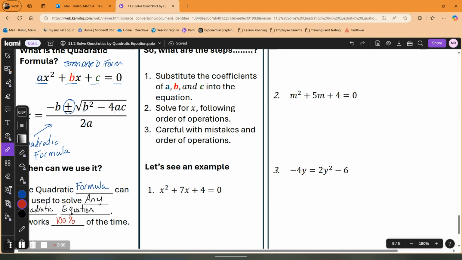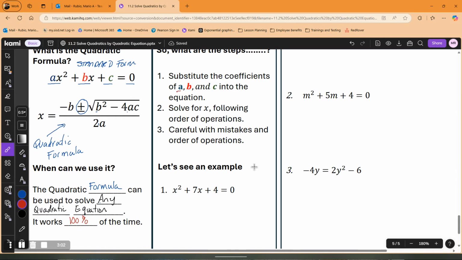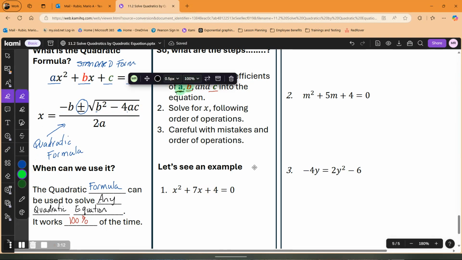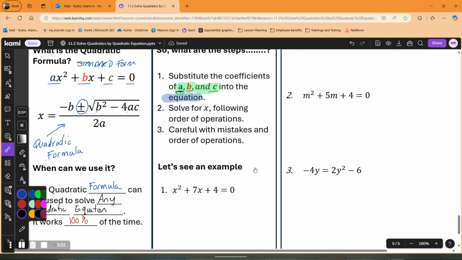So what are the steps? First, we need to substitute the coefficients of a, b, and c into the formula. Let's highlight them. Then solve for x following order of operations. Let's be careful with mistakes and order of operations, the most important part.